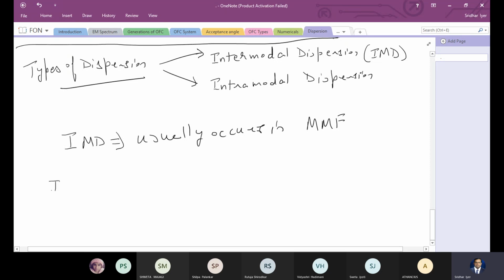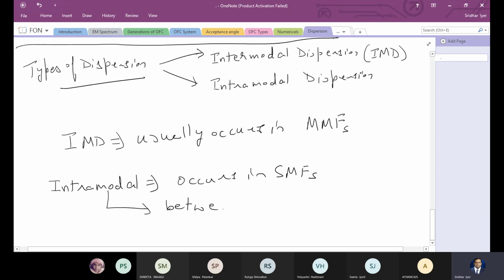Next is known as the intramodal dispersion, and this dispersion occurs in single mode fibers. Why? Because it is intramodal, just between the one mode, right? That's why it is intramodal. So I'll write this here for clarity.